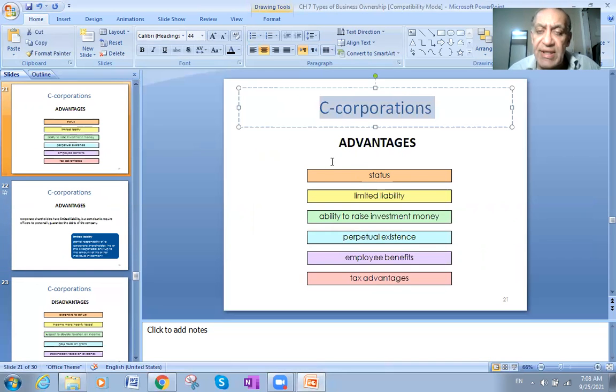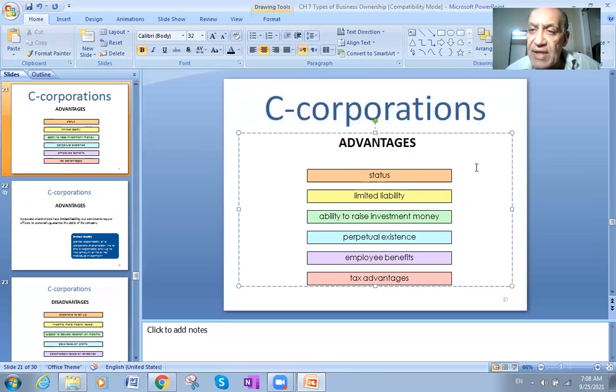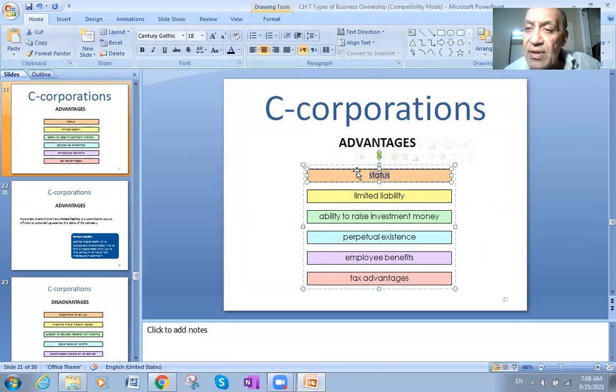Now we'll talk about the advantages of the corporation. The status, the limited liability. First of all, it's very hard to form this kind of business, because it needs licenses from the government, but once it's done, it will be a very good way for investment.